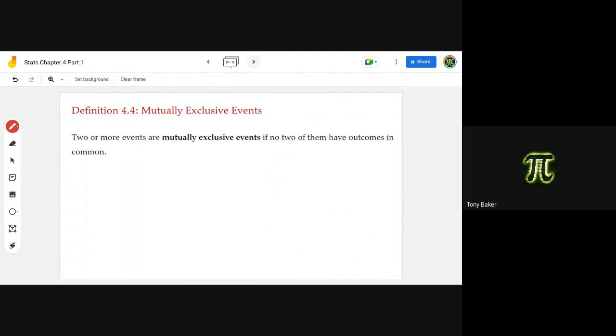So if I said all the black cards and all the red cards, the black cards are 1 out of 2 or 26 out of 52. The red cards are 26 out of 52. If you add those together, you get 1. Those are mutually exclusive. If I look at all the even cards and all the red cards, however, there are even cards that are red cards, so they will overlap.